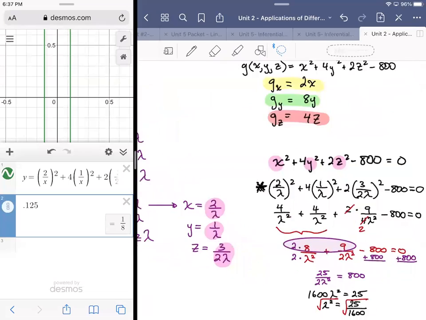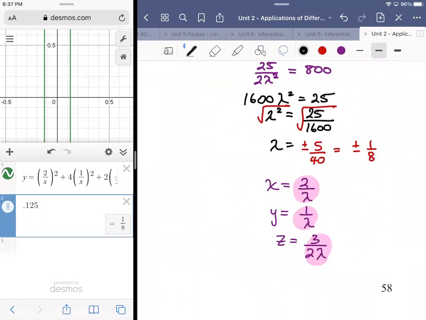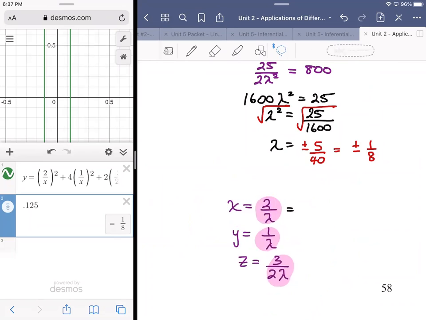So now I have license to dismiss the negative lambda, because when I plug in a positive lambda, right? I'm going to make a little note here. I'm not going to use function notation. I'm just going to say if lambda is equal to 1/8, I get 16, I get 8, and then I get 12.